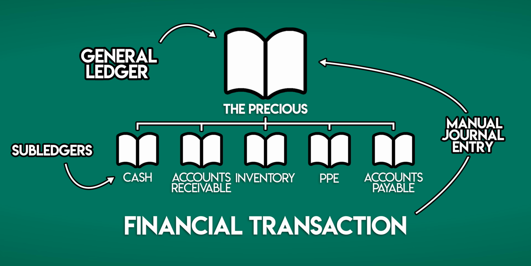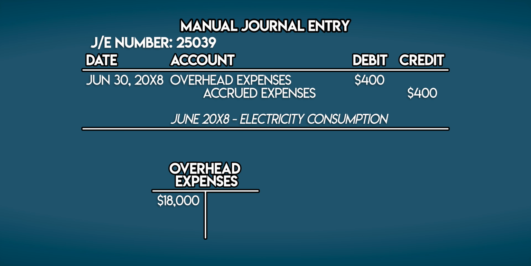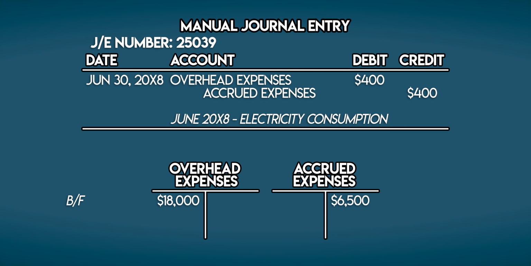We're skipping past all of the subledgers because you don't have one for accrued expenses. So let's post this, shall we? You already have an overhead expenses account with an $18,000 debit balance on the left-hand side. This is your beginning balance, which you've brought forward. And you also have an accrued expenses account with a $6,500 credit balance on the right hand side.